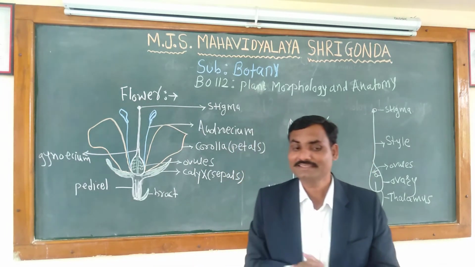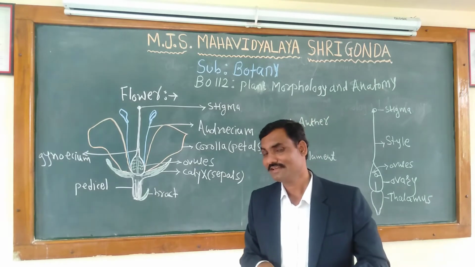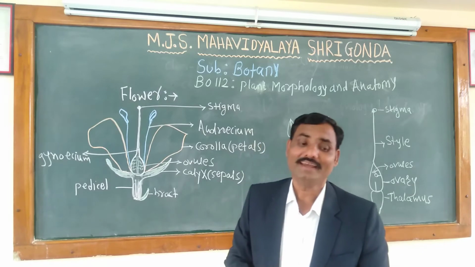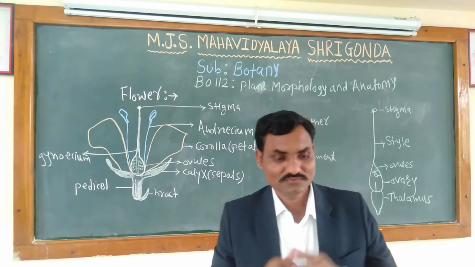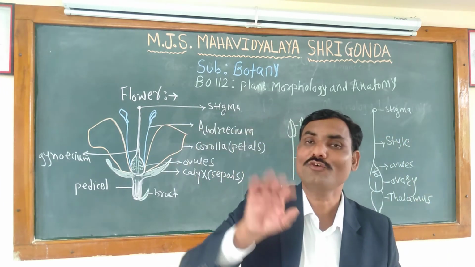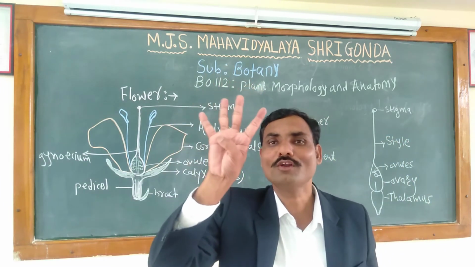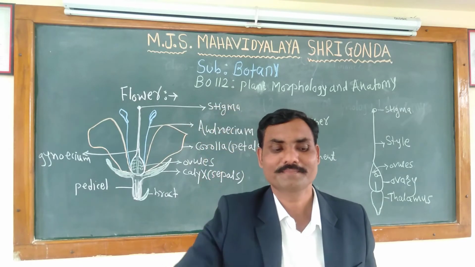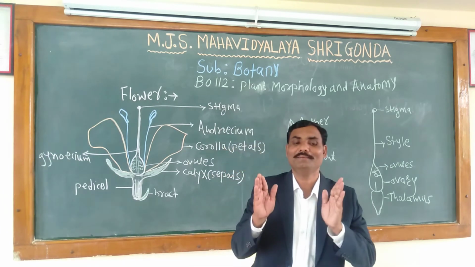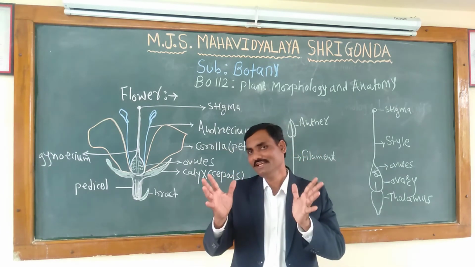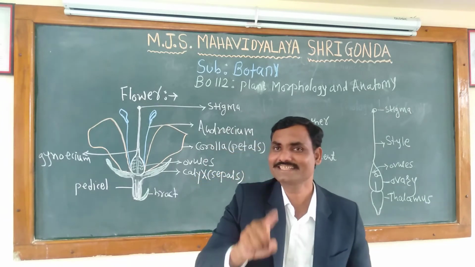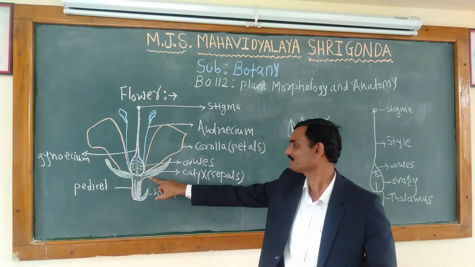Now the second part. The first part is the floral axis and the second part is the floral leaves. In our floral leaves, a typical flower has 4 kinds of floral leaves. How many? 4 kinds, 4 types, arranged in 4 successive whorls on the thalamus. They are arranged on the thalamus. The first floral whorl is the calyx.